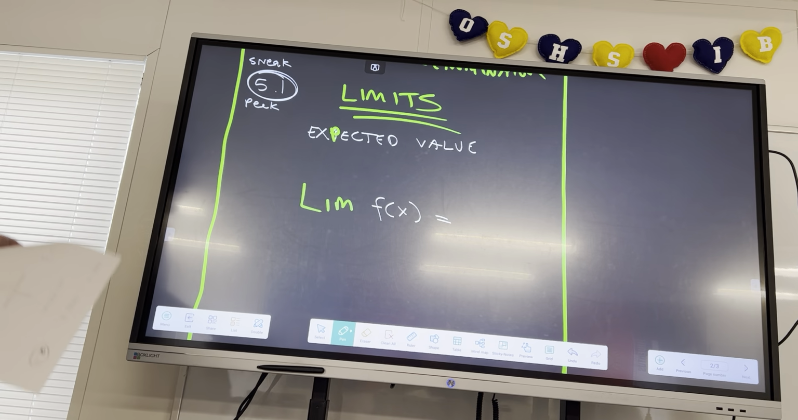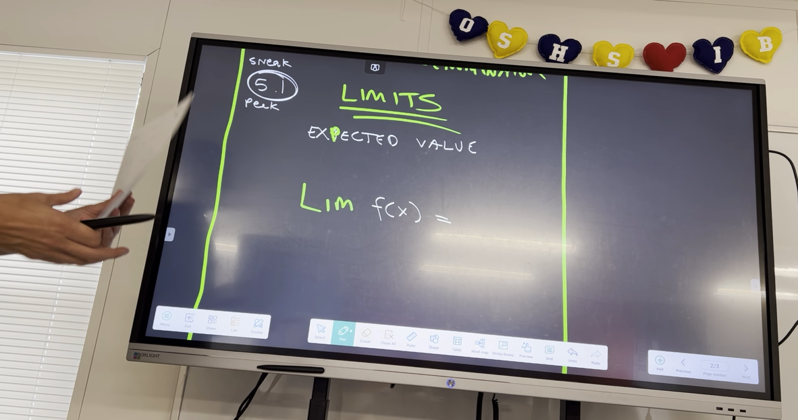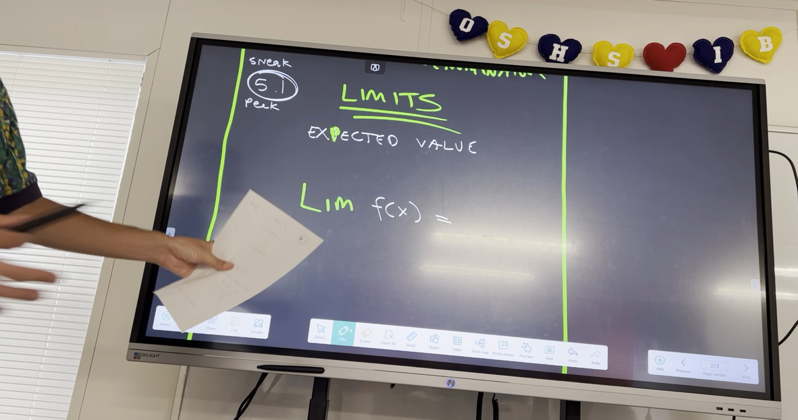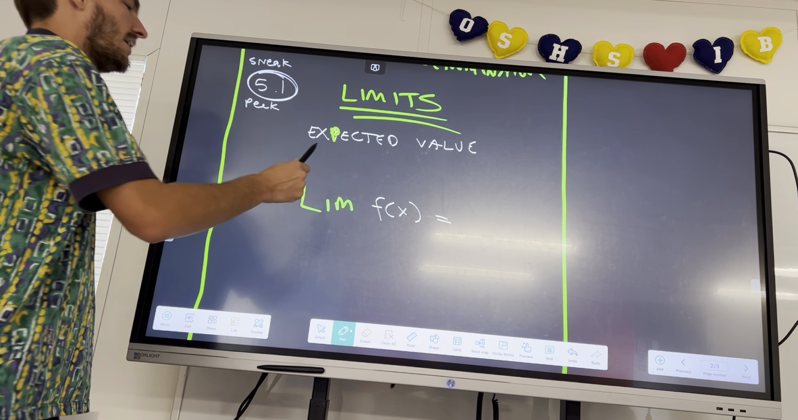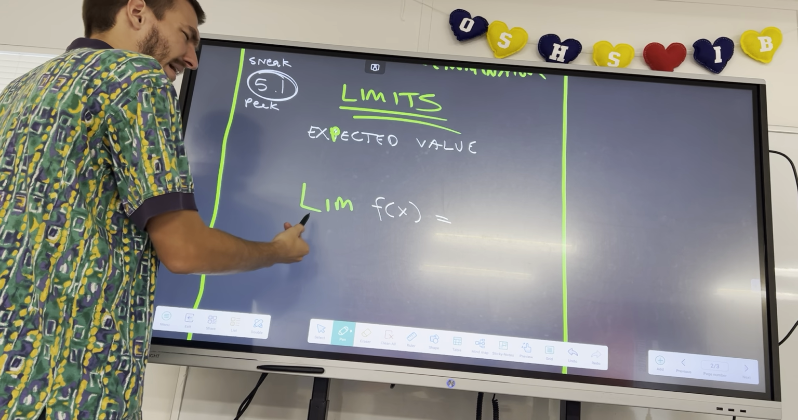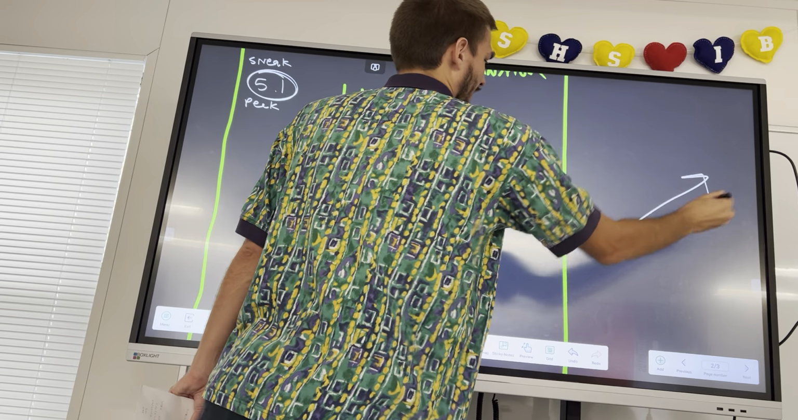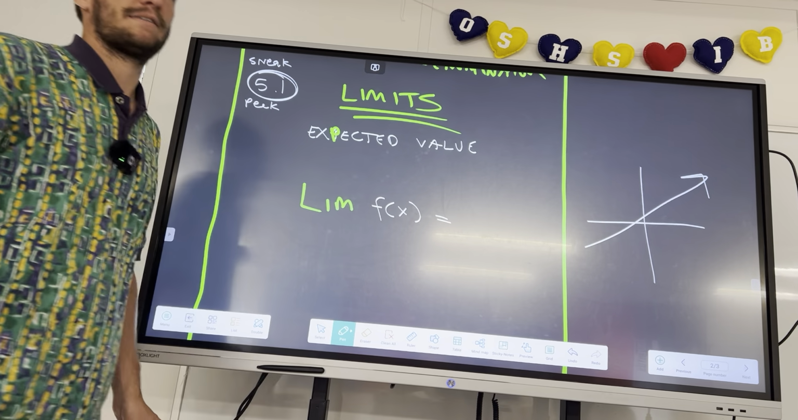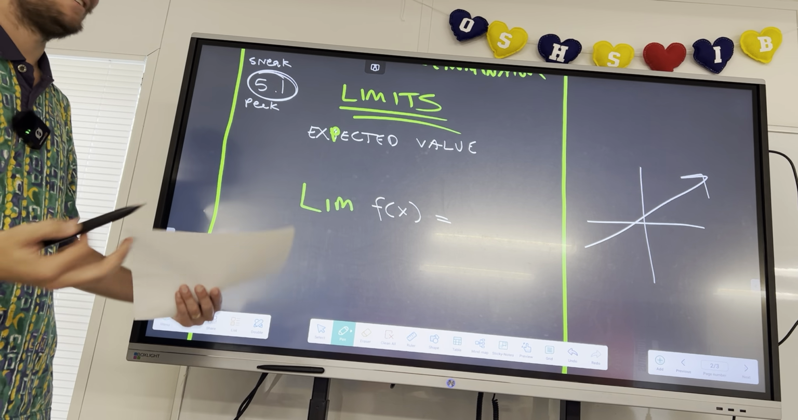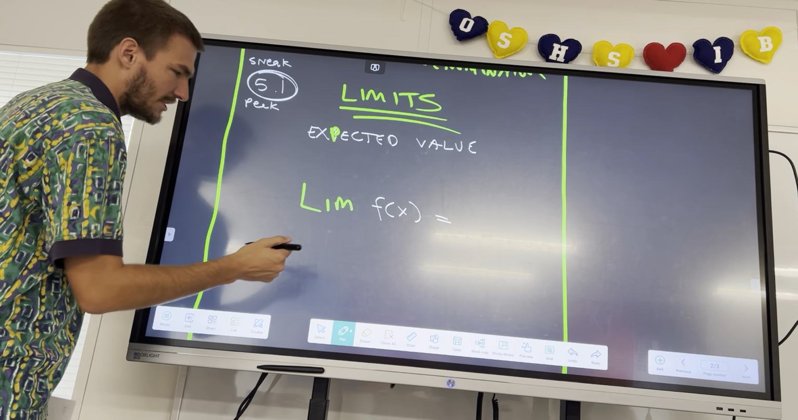It's our expected value, so it could be a 1, or a 2, or a 10, or it could be infinity, or something. But right now, this doesn't make a lot of sense as a question, given the information I've given you so far. The expected value of f of x, so if f of x looks like this, and I just say, what's the expected value? You're like, what do you mean the expected value? It's just a line. The expected value of what? So limits has to come with one more clarification.